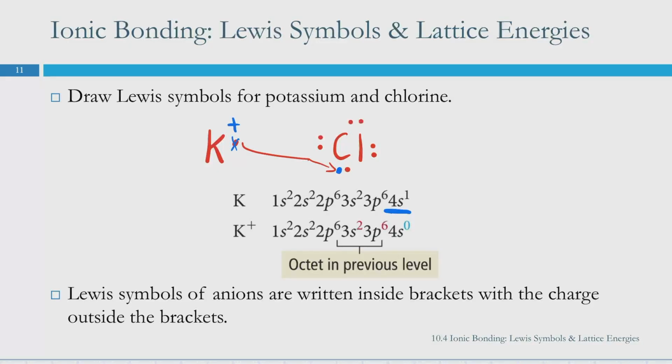So we write it as K+. It doesn't have any valence electrons. We don't show those core electrons. For anions like chlorine, we would write this as so. The colors are just so that you're keeping track of which electron came from where. And we have to put brackets. And then outside the brackets, we put that negative charge.